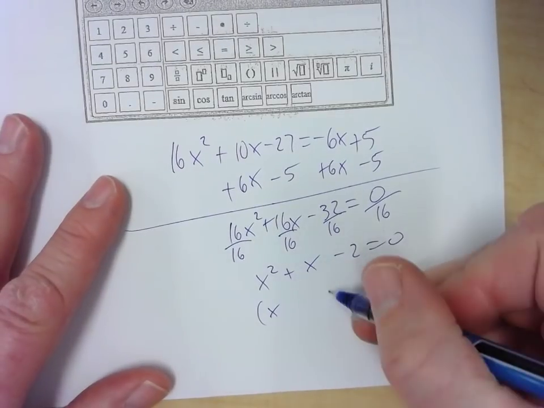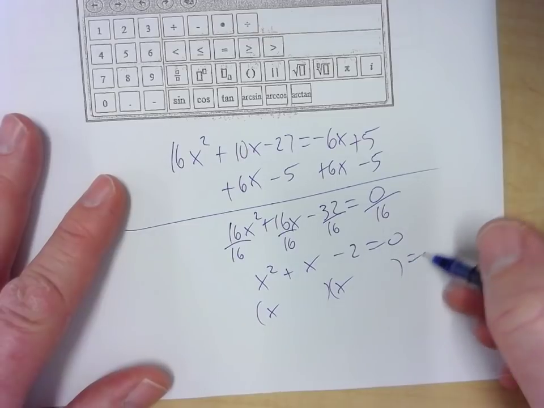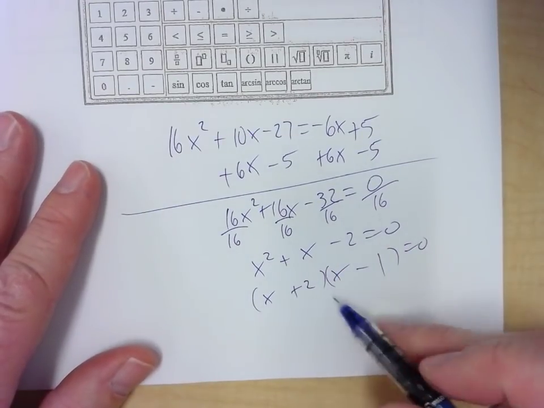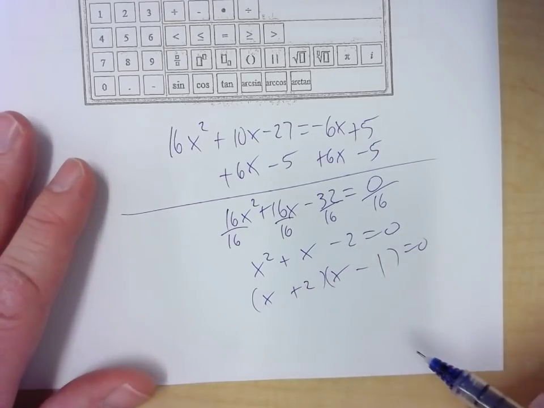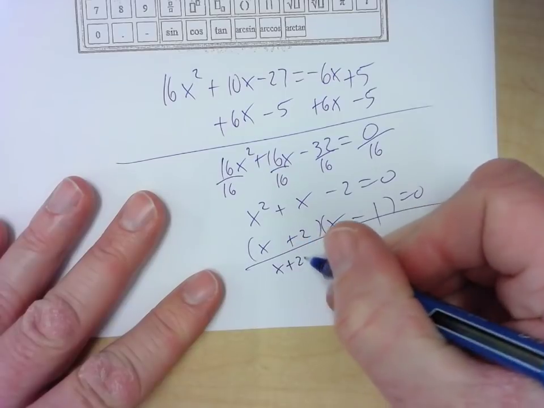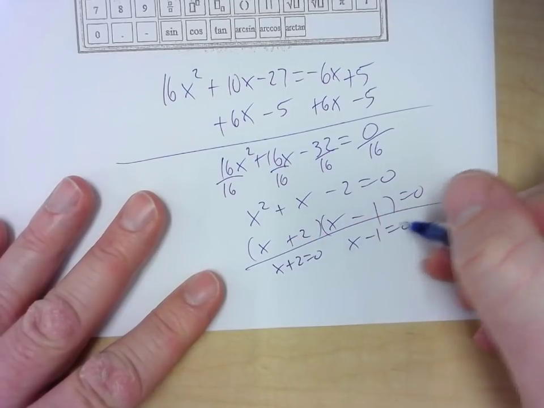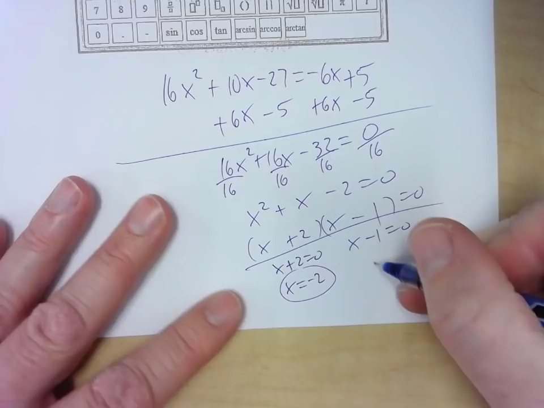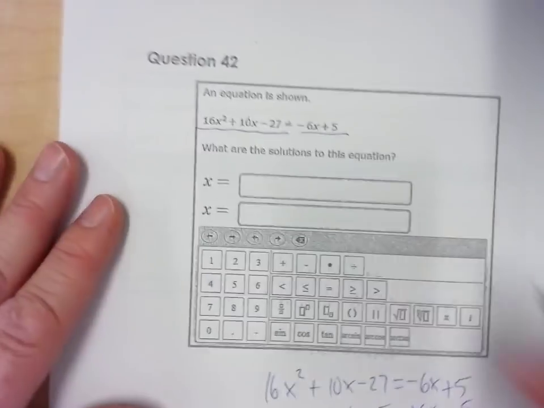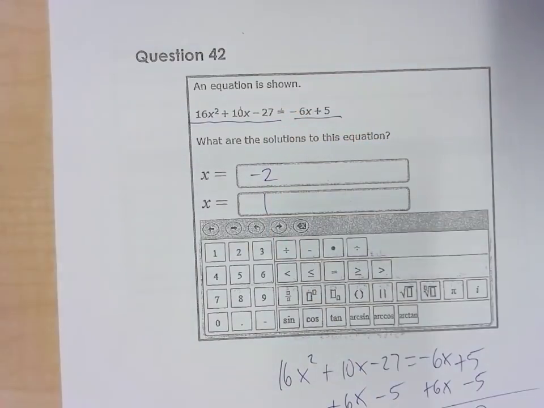And then we got x and x. We got positive 2 and minus 1. Because that's how it multiplies out for foiling. And we set each factor equal to 0. And we get x is negative 2, and x is equal to 1. So negative 2 and 1 are the two solutions.